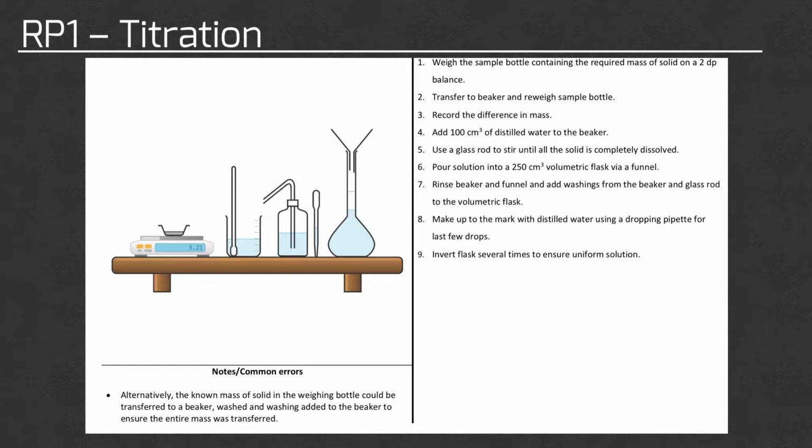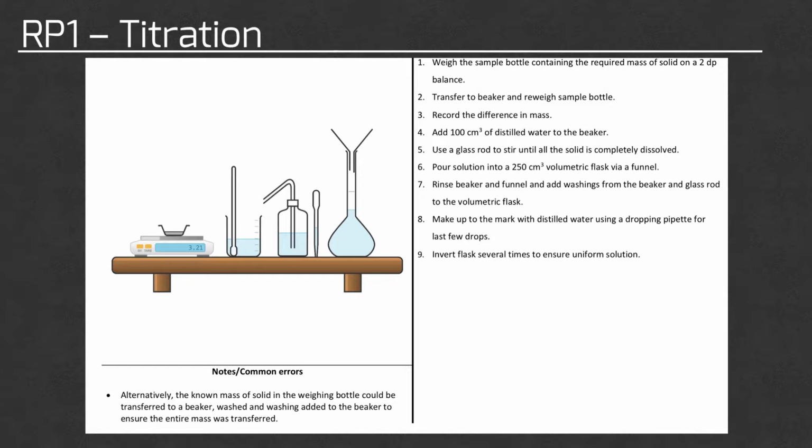You would then make up your solution to the mark on the volumetric flask with distilled water, using a dropping pipette for the last few drops to make sure you didn't go over the line. If you go over the line, you'd have to remake your solution. If you removed any volume from the volumetric flask, you're altering the desired concentration, as you'd be removing some of your dissolved solid as well as the solution. You'd then put the lid on the volumetric flask and invert it several times to ensure that you've got a uniform solution. So that means that all of your dissolved solid is evenly distributed throughout the volumetric flask.